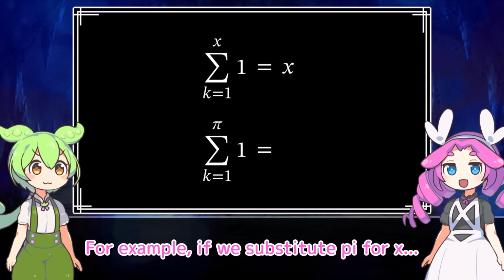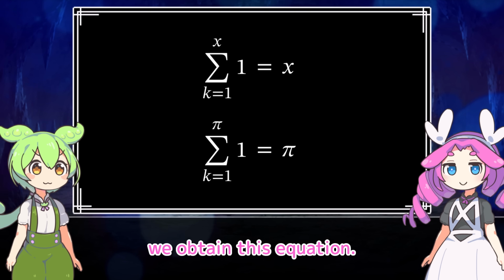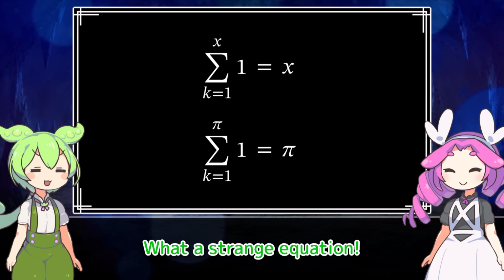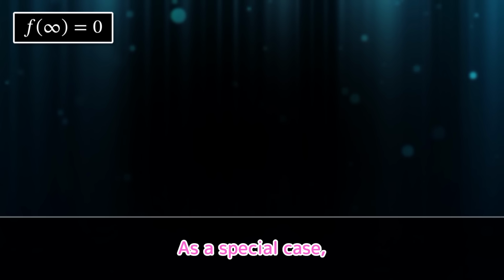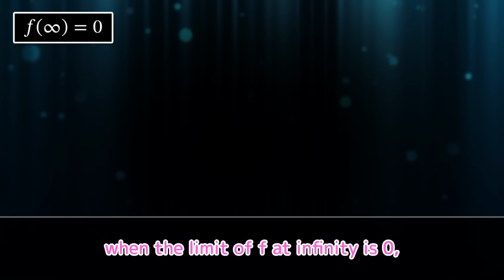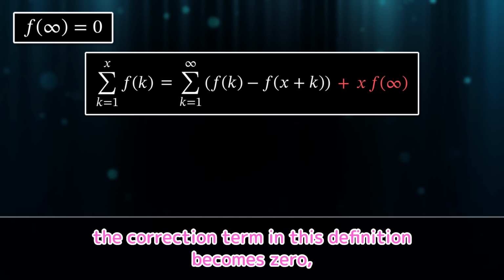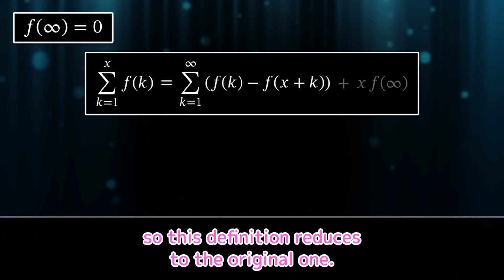Since x can take real values, let's try substituting a specific value. For example, if we substitute pi for x, we obtain this equation. What a strange equation. As a special case, when the limit of f at infinity is 0, the correction term in this definition becomes 0. So this definition reduces to the original one.